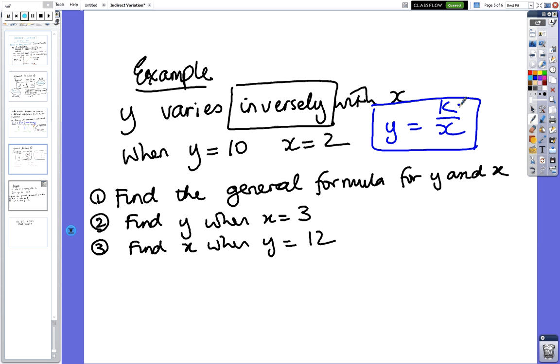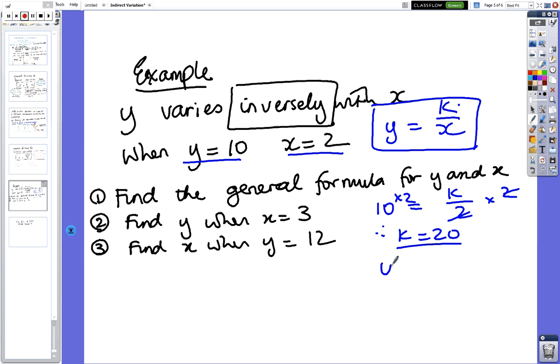Now I haven't got a lot of space, so I'm going to just put it in. When y equals 10, so 10 equals k over x. Sorry, k over 2, because x was 2. And then to get rid of divide by 2, we times by 2, and that will cancel it out, but we times by 2 on that side as well, so k equals 20. So that means the formula is 20 over x. Now we've done the first part, we found the general formula.